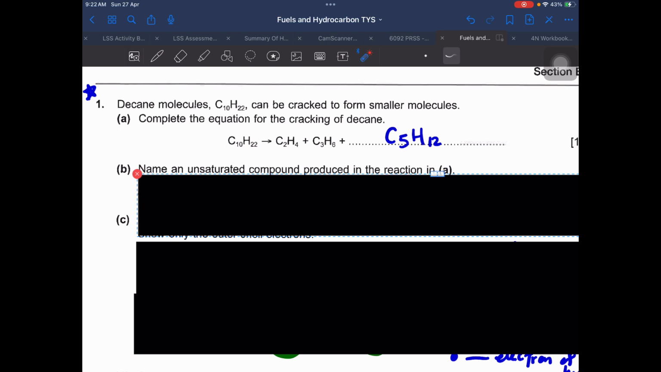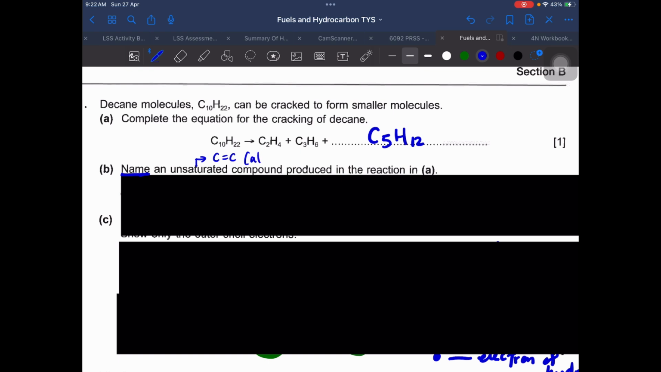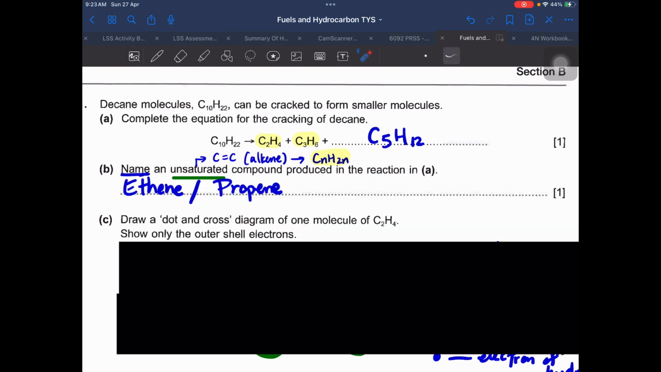Name an unsaturated compound produced in the reaction shown above. Name, that means the proper name. Unsaturated means C=C double bond, remember? So this must be a type of alkene. Alkene would mean that the formula must be CnH2n. So if you look at each of the products on top, you realize that the one that is CnH2n is this one or this one. So you have 2 carbon or you have 3 carbon. So you can choose either one to name it, and it could either be ethene or propene.